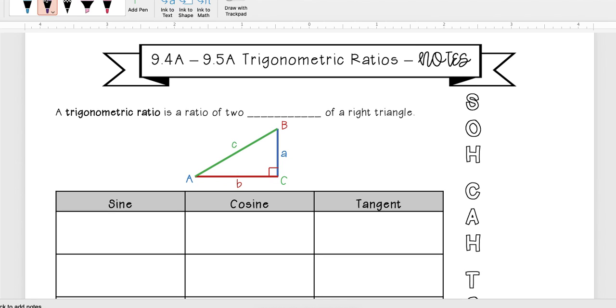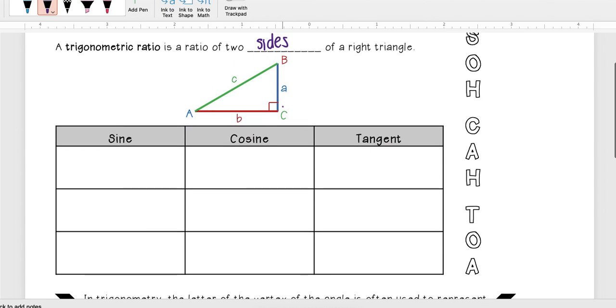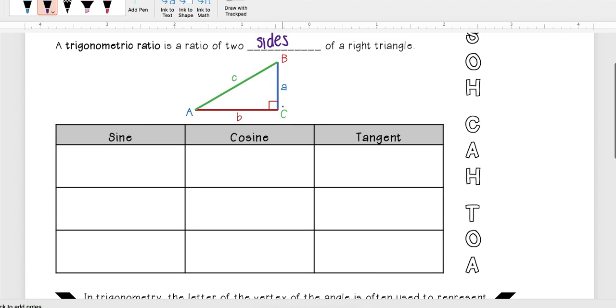A trigonometric ratio is a ratio of two sides of a triangle, of a right triangle in particular. So there are actually three different trig ratios that we have. We have sine, we have cosine, and then we have tangent. Sine, we'll do SIN for short, is going to equal the opposite over the hypotenuse.